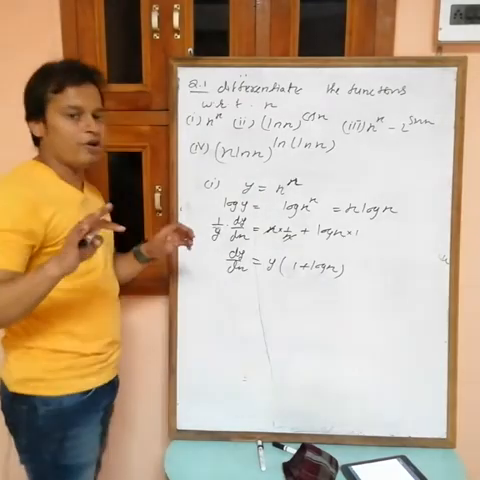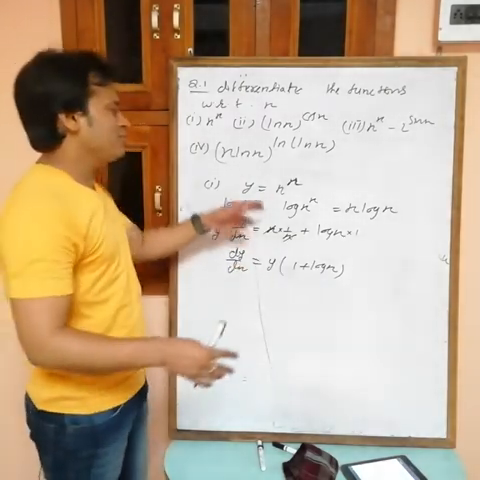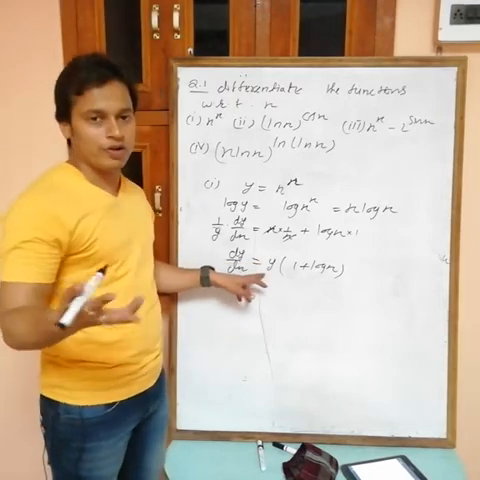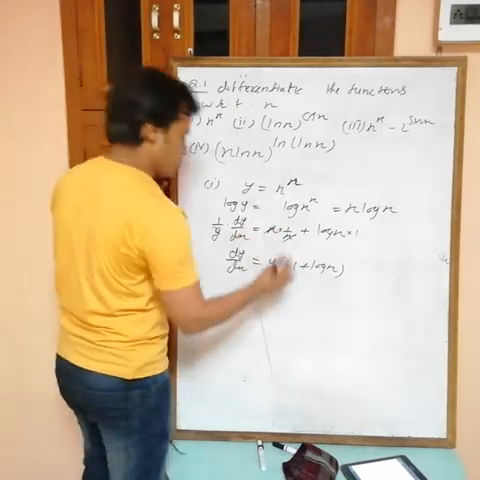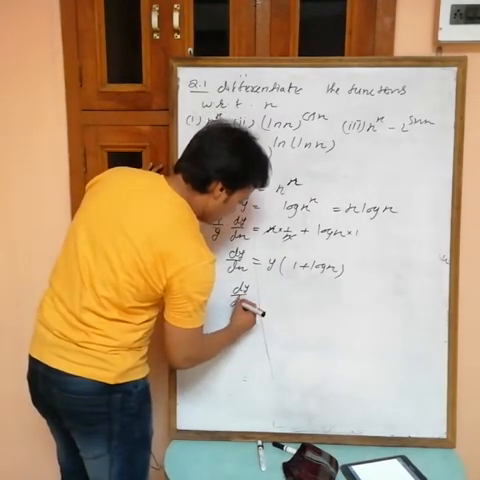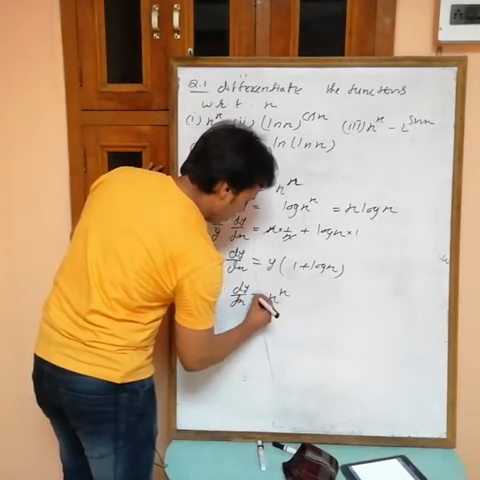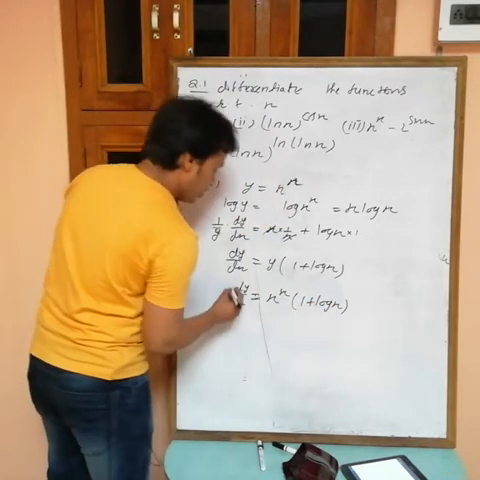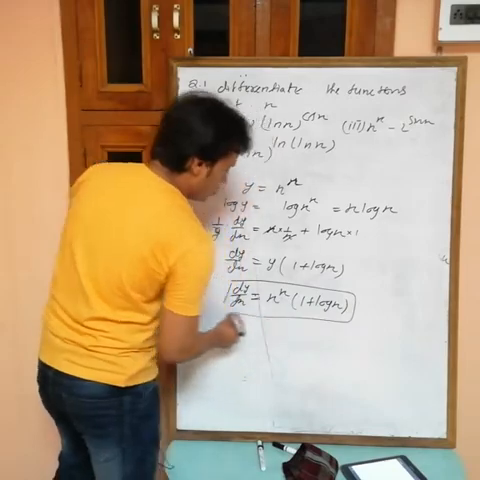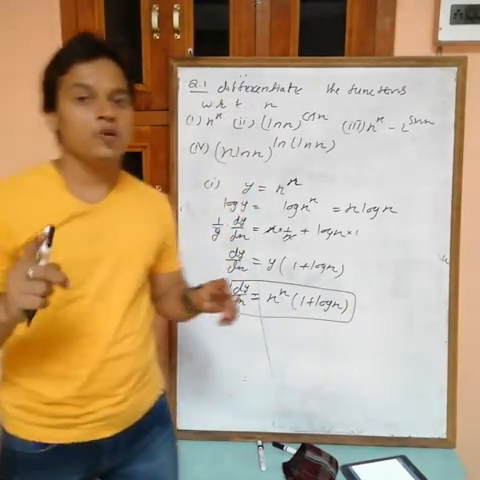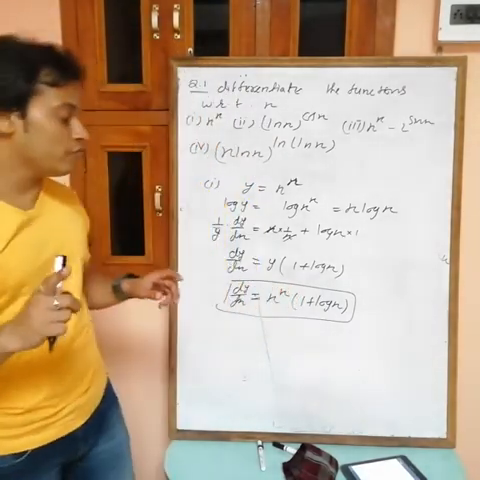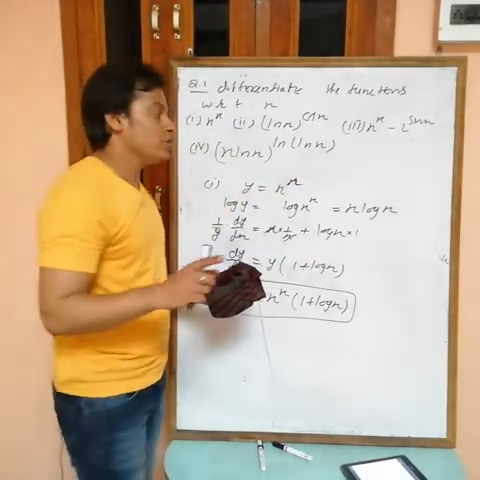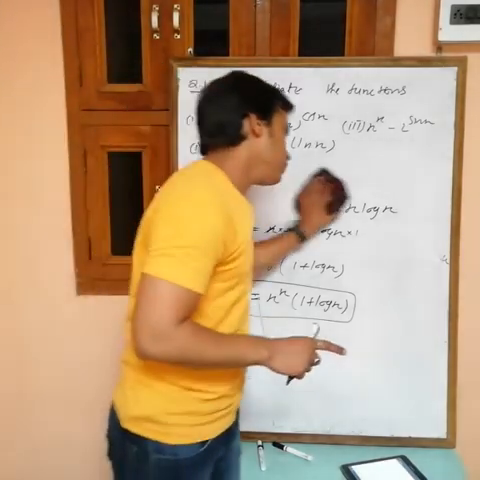Now we want dy by dx in terms of x. I assumed that x power x equals y, which was not given, so again put the value of y. y is equal to x power x. So dy by dx is equal to x power x into 1 plus log x. And remember this one: the differentiation of x power x is x power x into 1 plus log x.